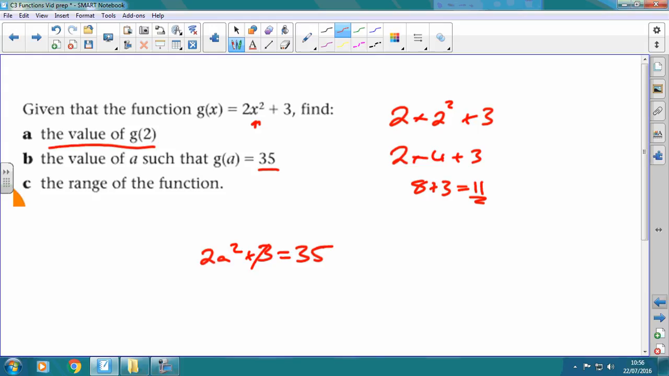Okay, so let's just take 3 from both sides. So we've got 2a squared equals 32. A squared equals 16, then we do the square root, so a equals plus and minus 4.